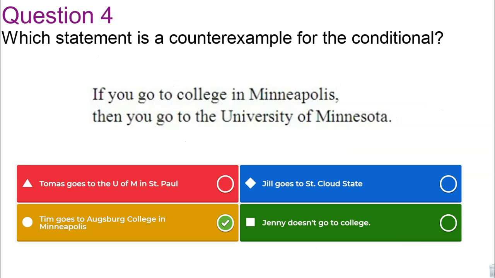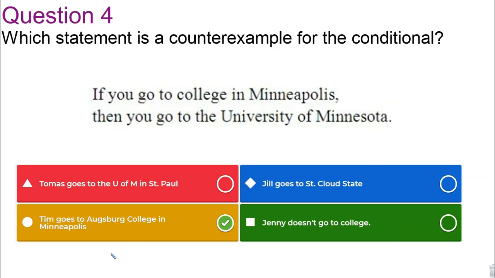All right, question 4 asks, which statement is a counterexample for the conditional? Conditional statement, if-then statement: if you go to college in Minneapolis, then you go to the University of Minnesota. U of M is in Minneapolis. And I've got the options actually pulled up here because there's a lot of different counterexamples for this one. We've got to pick the right one.